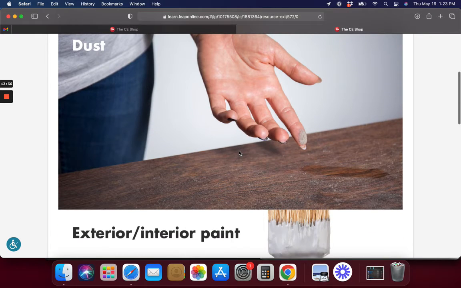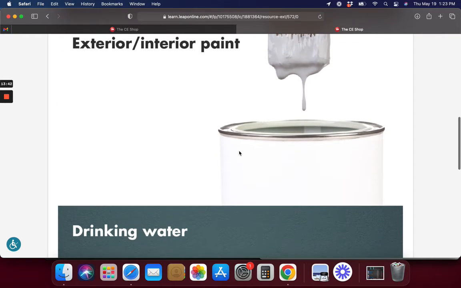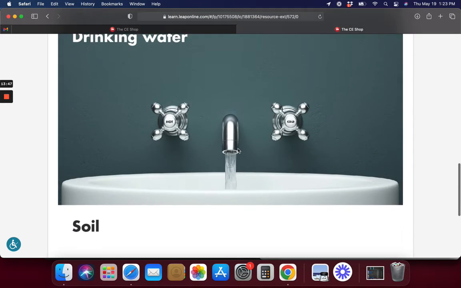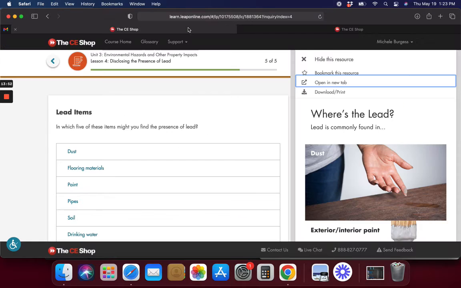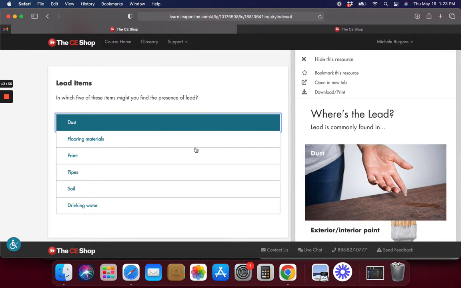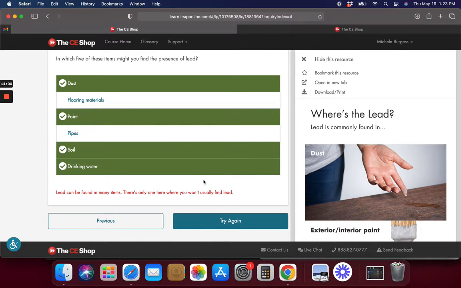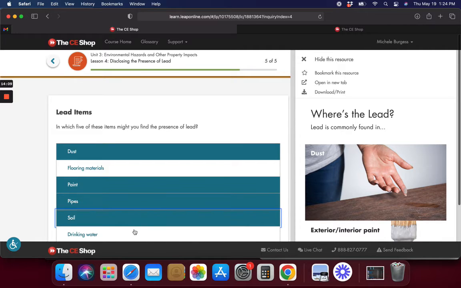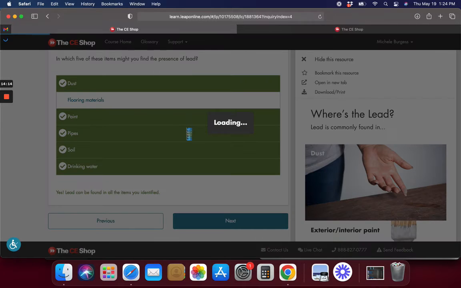Lead is commonly found in dust, which I had no clue. Okay. I need to go dust the house now. Drinking water, yeah, we know that. Soil. All right, so soil, drinking water, paint, and dust. I did not know about the dust. Now I feel like I need to go dust the house. All right, dust, paint, pipe, soil, drinking water. Okay, everything but flooring material.